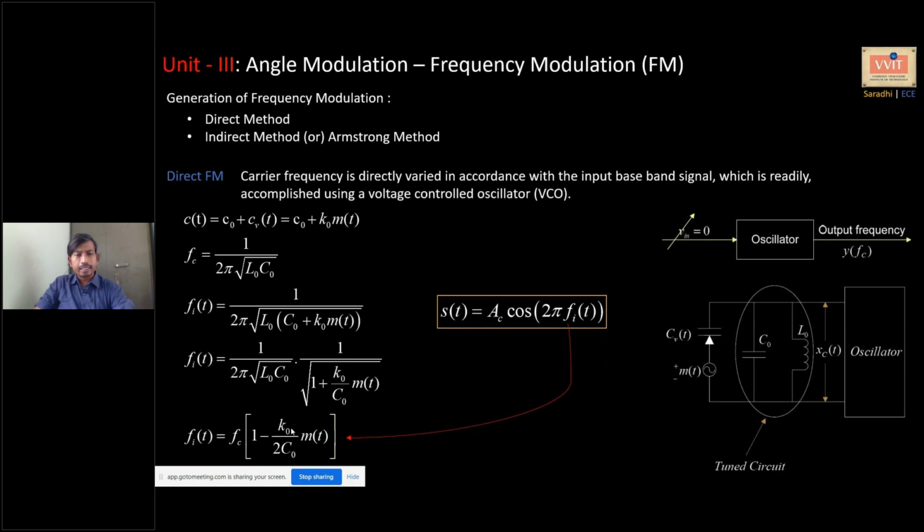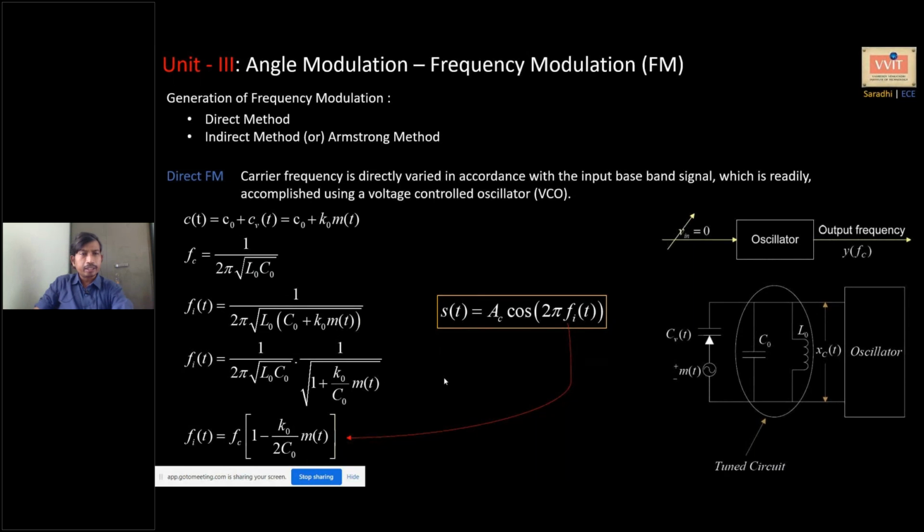One is these are design parameters. You are choosing your own C naught value. K naught is based on the components that you are using. So these are design parameters, so the FM depends on those design constants.